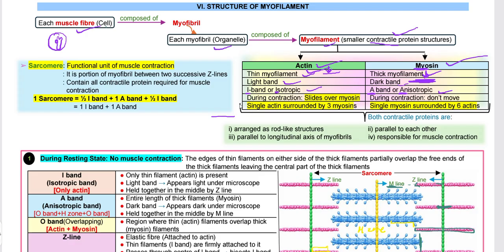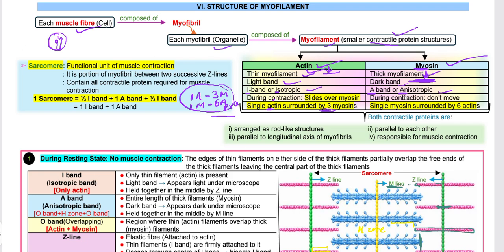Now, this is a PYQ from very long back, they asked this question, so just remember if you want. You can remember one single actin and one single myosin. Myosin is thicker, which means it requires more than actin. So, one single actin is surrounded by three myosin. But one myosin, being thicker, requires more, so it is surrounded by six actin. You can just simply remember this. I don't think it's going to come, but still, just remember it's a PYQ.